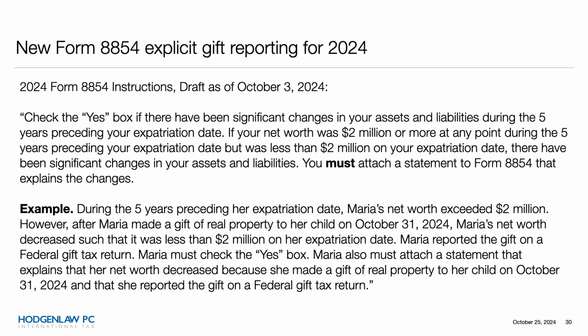So this is the first time I've ever seen the IRS specify that they want you to talk about gifts when you're talking about changes to your assets and liabilities. So particularly in the situation where someone is making a gift to reduce their net worth to below $2 million, it looks like the IRS specifically wants information about those situations on the Form 8854.